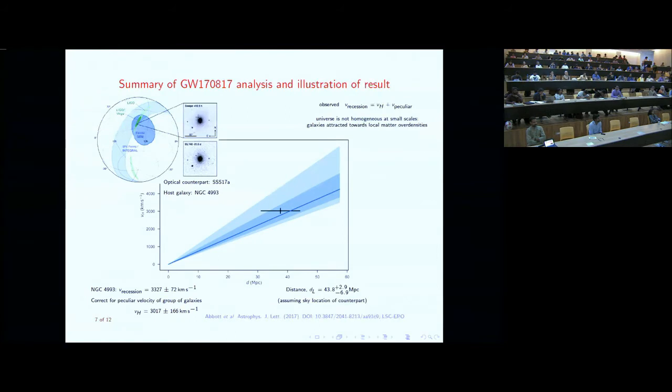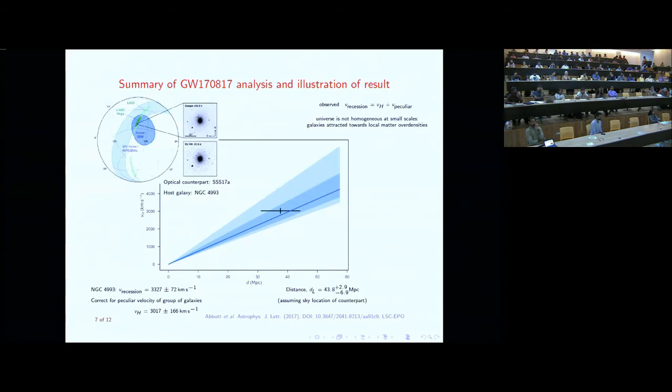So one can calculate the probability of false association of this optical counterpart to this host galaxy, and the probability of false association is less than 0.004%. So we are very, very confident that 4993 is actually the host galaxy. Now, one can use the redshift, or equivalently the recession velocity of 4993 from this galaxy catalog, which are from the favorite galaxy catalog.